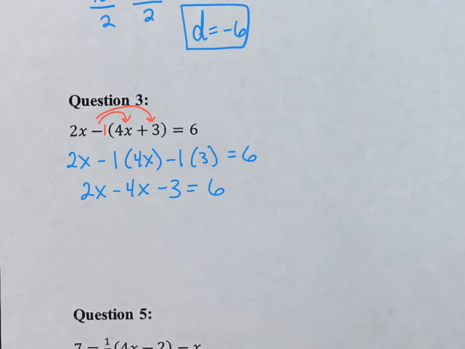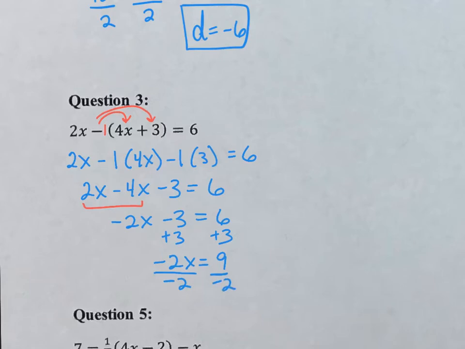I can now combine my like terms. 2x minus 4x is -2x minus 3 equals 6. I need to move my constant over, so plus 3, plus 3. I'm left with -2x equals 9. Now, using my inverse operations for -2 times x, I divide by -2. That leaves me with x equals -9 over 2, or that is negative 4.5.